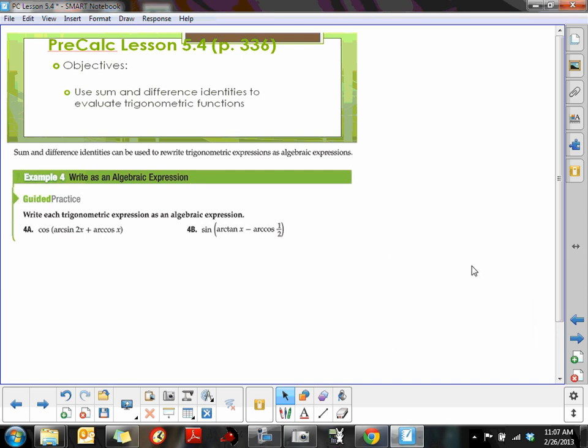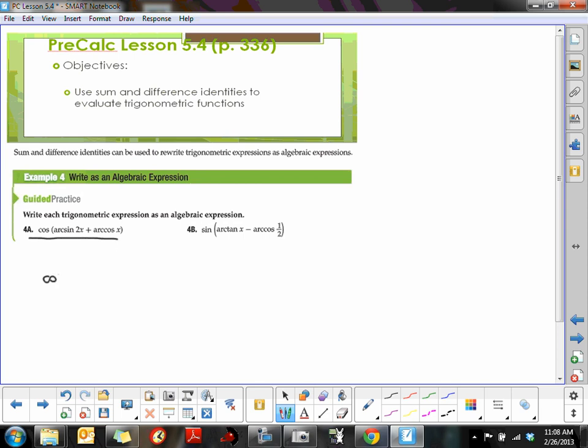In the next example, we're going to be looking at some trig expressions that simplify to an algebraic expression, not as a single number or as a single trig value in terms of just x, but it will be a trig value in terms of x, or an expression of that. So what we're looking at is we're going to find the cosine of the arc sine of 2x plus the arc cosine of x, which we're set up to apply a cosine of the sum.